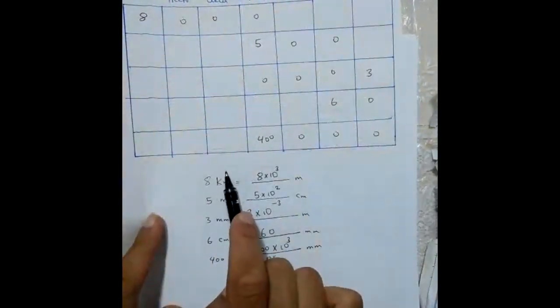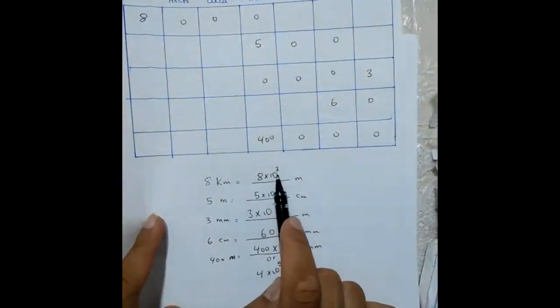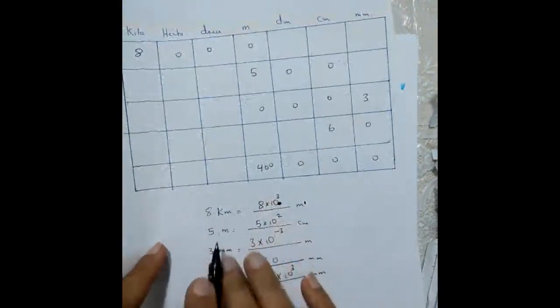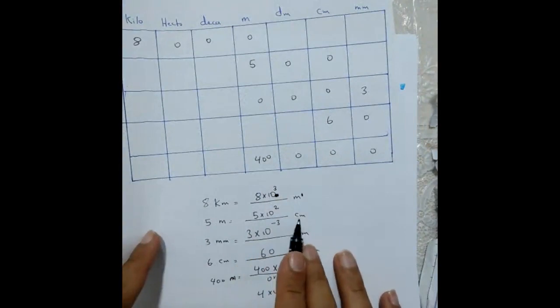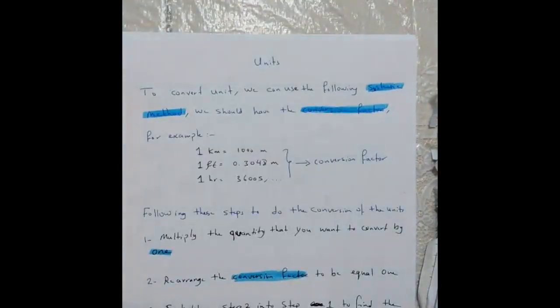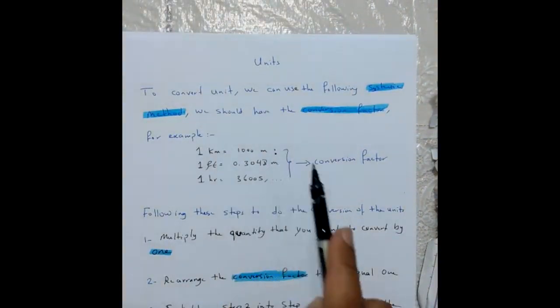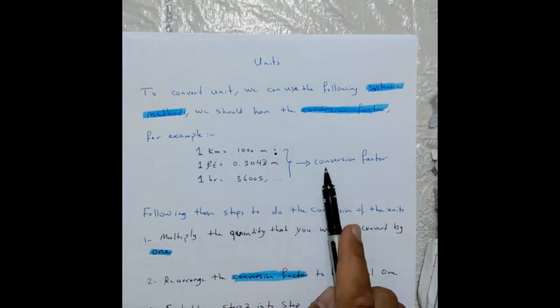So here 8 kilometer equals 8 times 10 to the power 3 meter, or let's say 5 meter is equal to 5 times 10 to the power 2 centimeter. This one is named a conversion factor, and we have examples here. For example, 1 kilometer is 1000 meter. This is named a conversion factor.